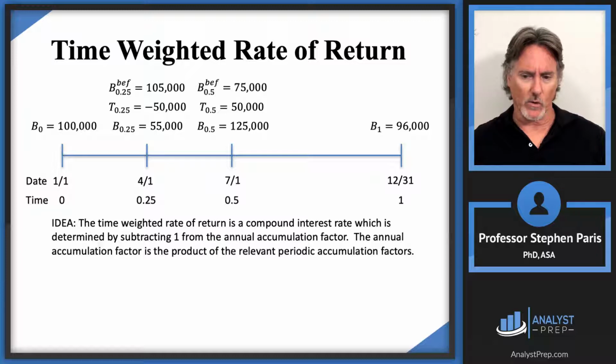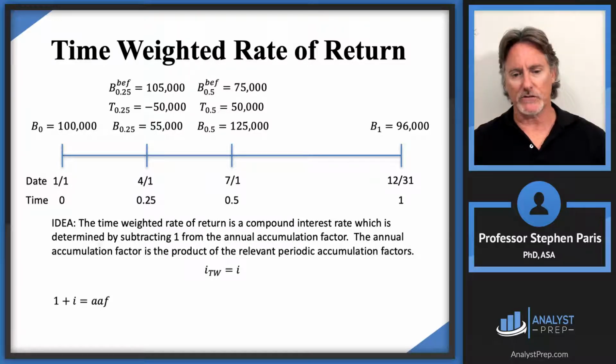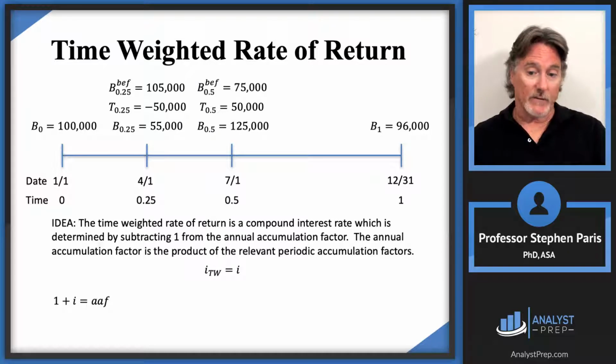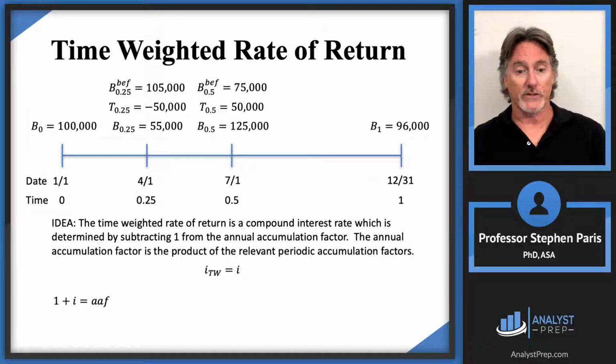As before, I'm going to simplify the notation. Instead of using an i with a subscript of capital T, capital W for time-weighted, I'm just going to use an i. So 1 plus i is the annual accumulation factor. And again, this i that I'm going to be calculating here will be the time-weighted rate of return. Okay, so the relevant periods go from time 0 to time 0.25, from time 0.25 to time 0.5, and then from time 0.5 to 1. Those are where the transactions are occurring, so those are the relevant time periods.